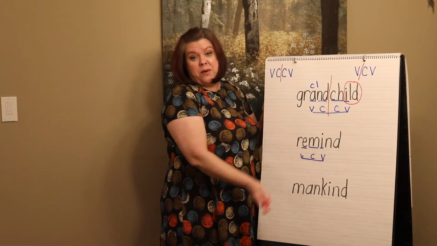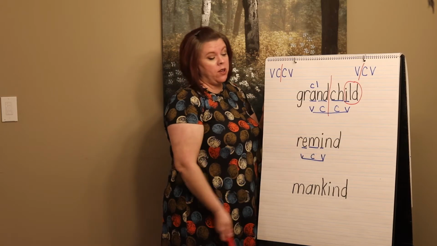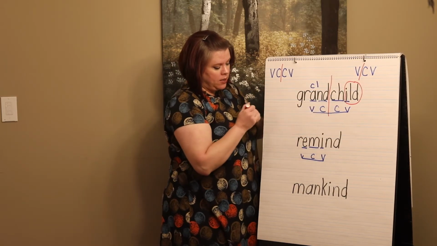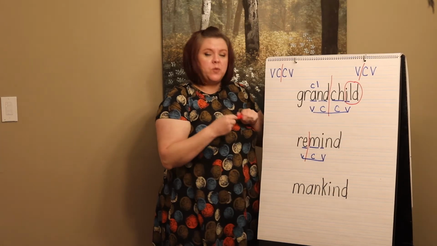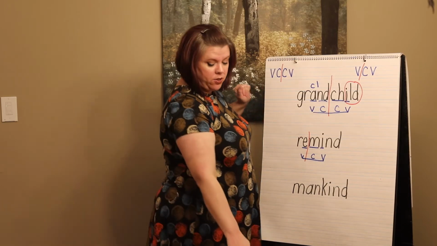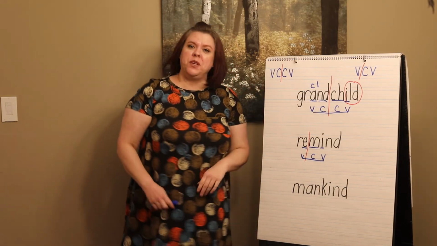Vowel, consonant, vowel. The syllable pattern that I see is vowel, consonant, vowel. Split after the vowel. I'll split the word into parts after the first vowel. So we've got it split up.